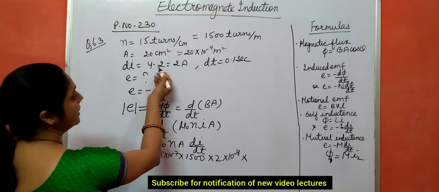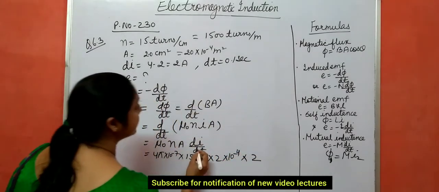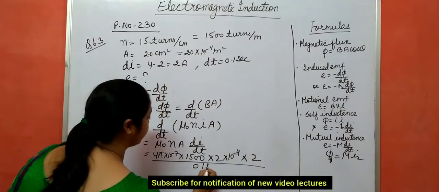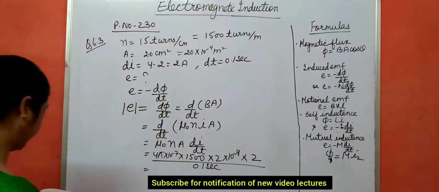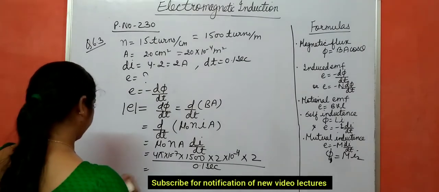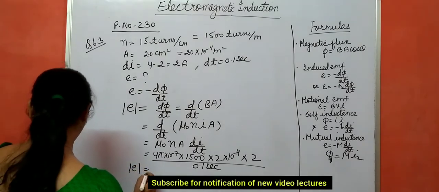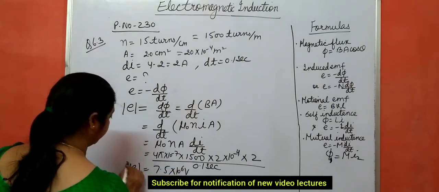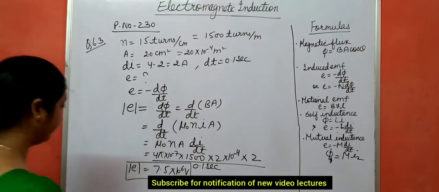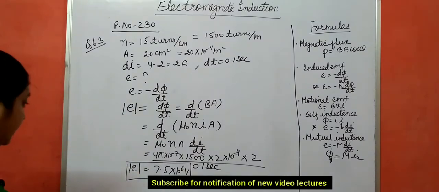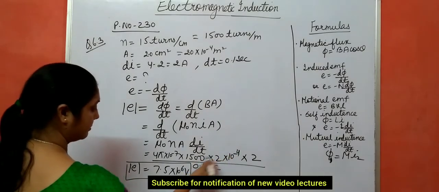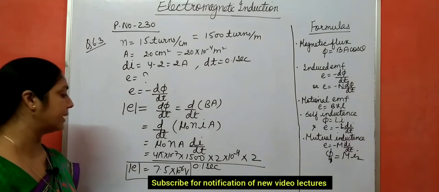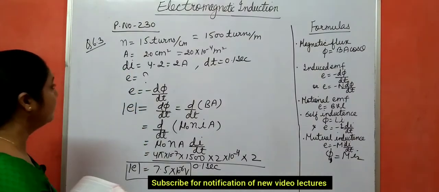So change in current is 2 ampere, and this is divided by the change in time, 0.1 second. After calculating this one, you get the value for EMF. Induced EMF is 7.5 into 10 to the power 6 volt, right? This is the value for induced EMF. Okay, not plus 6, minus 6. 7.5 into 10 to the power minus 6 volt. In this way, you solve this question.